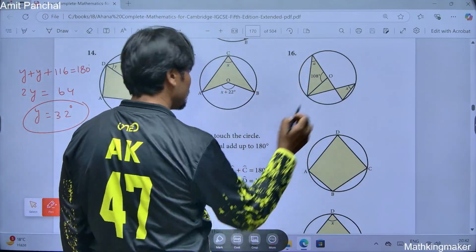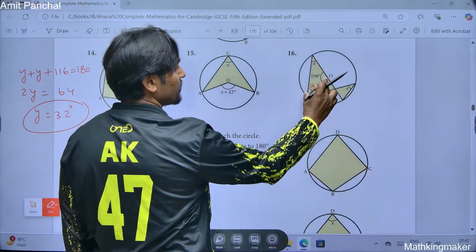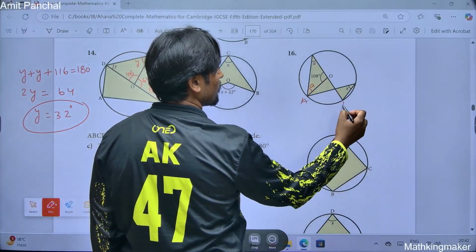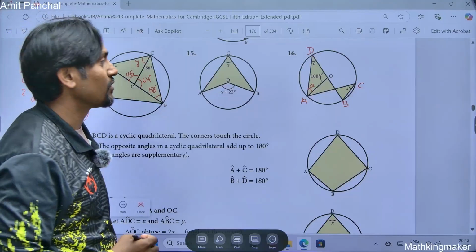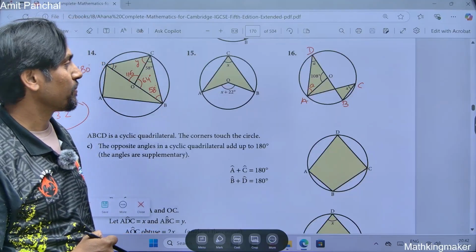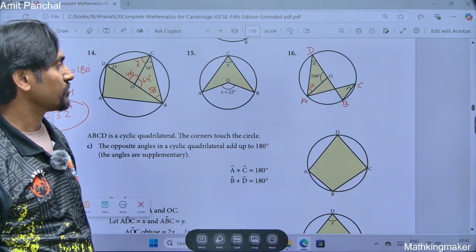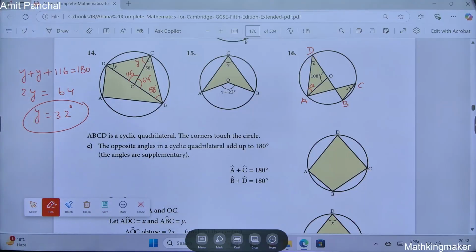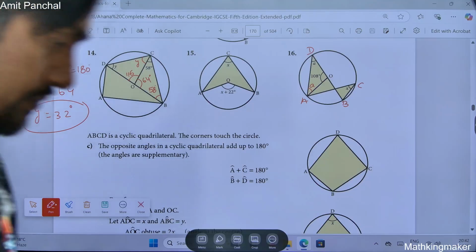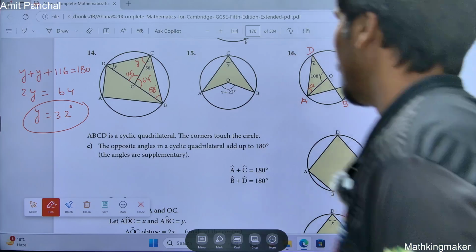If this is A, that will also be A, because they are radius. Yeah, O is center. That will be 36. No, every time, O is the center. Okay.